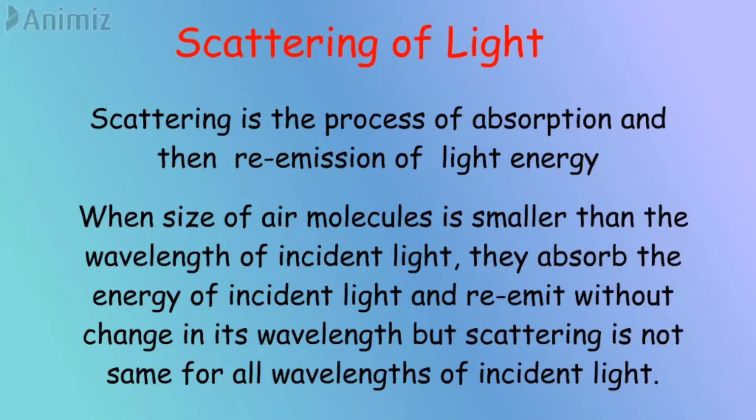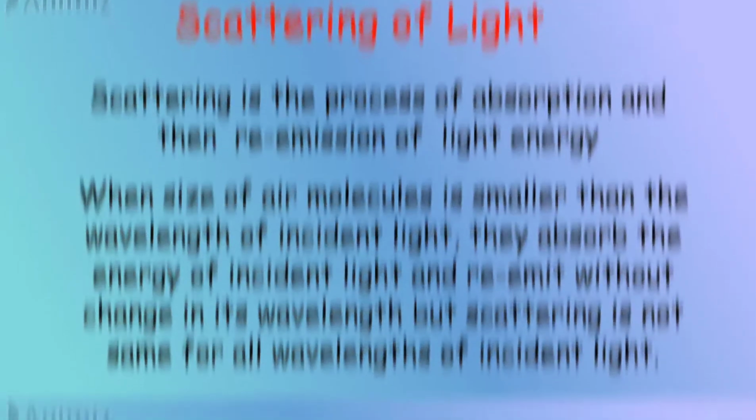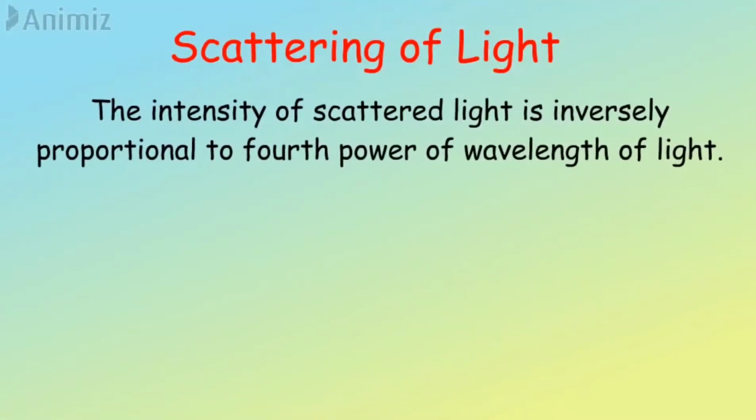But scattering is not the same for all wavelengths of incident light. So how does it change? The wavelength of the incident light is the main factor. The intensity of scattered light is inversely proportional to the fourth power of the wavelength of light. As the wavelength increases, the intensity of scattered light decreases.